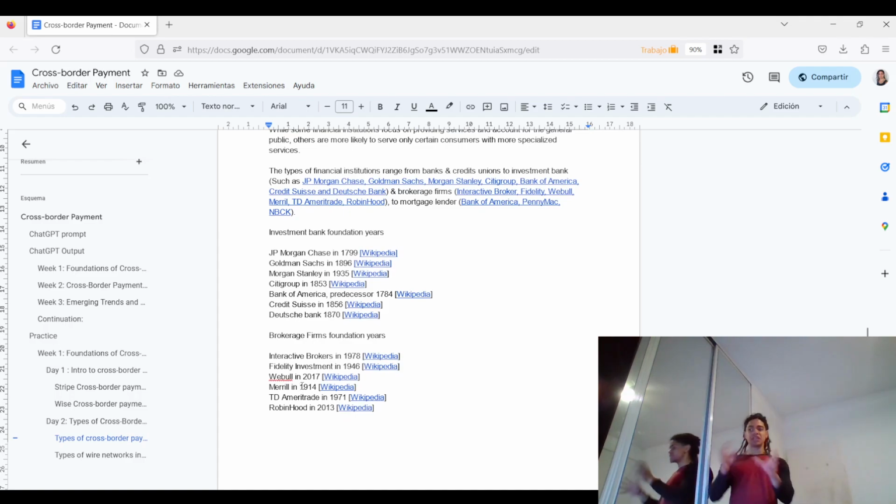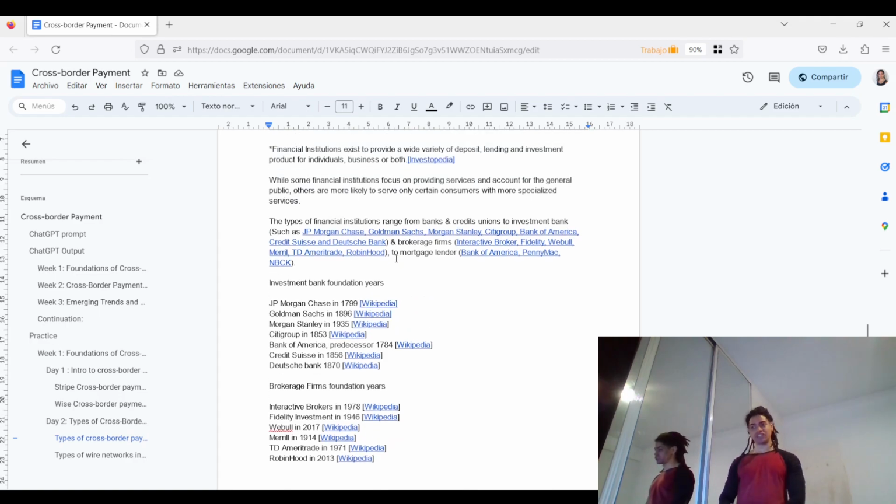With this understanding, you also have mortgage lenders like Bank of America, PennyMac, and NBC. Each one of them falls under the umbrella term of financial institution: banks, credit unions, investing banks, brokerage firms, and mortgage lenders.